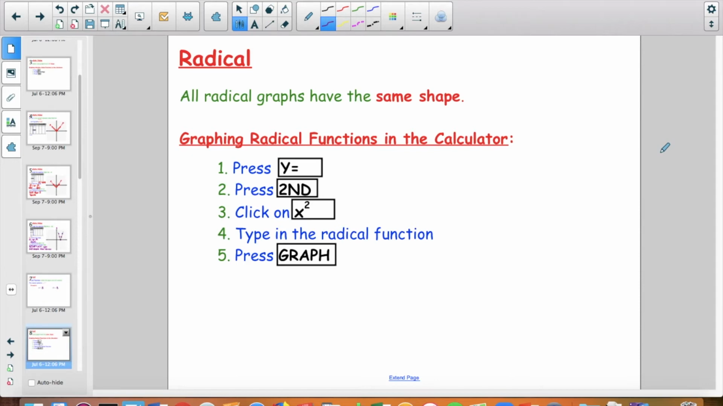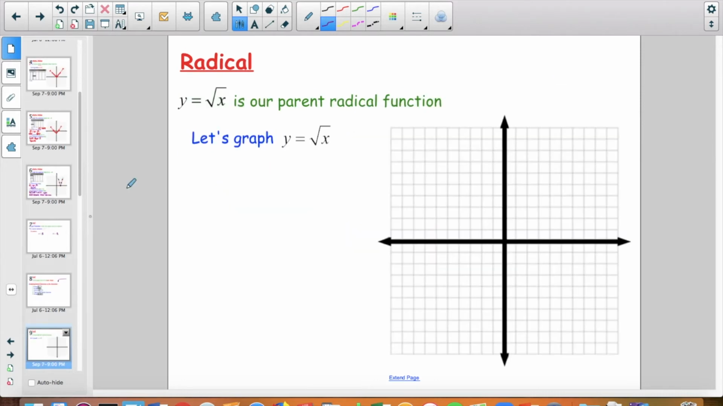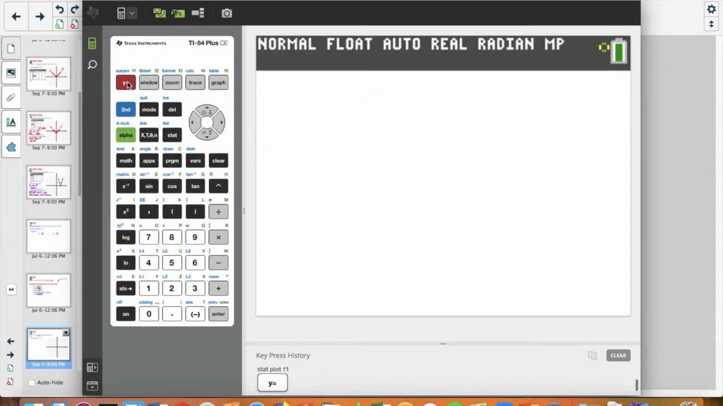Which is what I showed before. Now, all radical graphs have the same shape. They look like this. We are going to see it in a bit. It's kind of an odd shape for a graph, but it starts at a specific point and then it curves over. So let's see what that looks like. So y equals the square root of x is called our parent radical function. So let's graph it. We graph it the same way with our calculator.